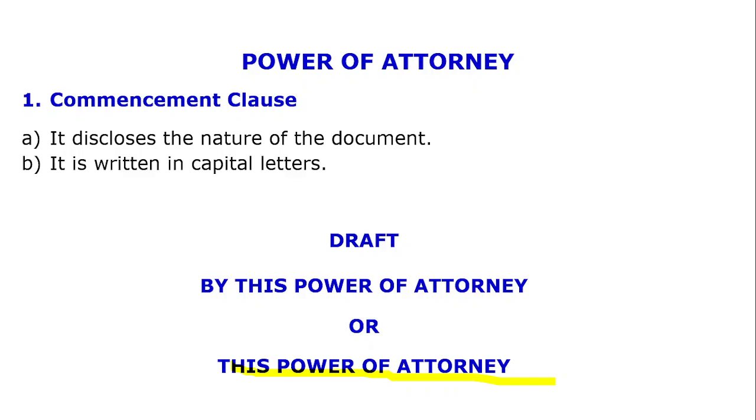For me, I believe that for purpose of proper grammatical construction, even you need to know when to use the first option and the second option. So when the document would not include a recital, you write by this power of attorney. But once that power of attorney would include a recital, it is best you write this power of attorney. So now that you know the function of the commencement clause, which is that it helps you to distinguish this document from other legal documents, let's look at the next clause, which is the date clause.